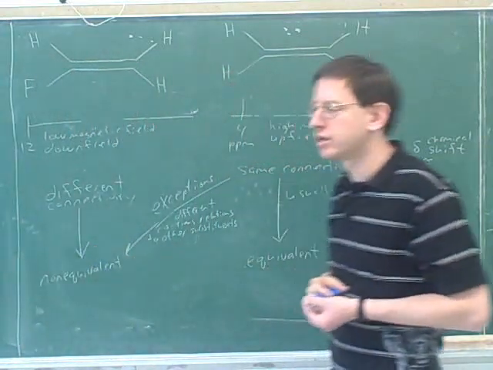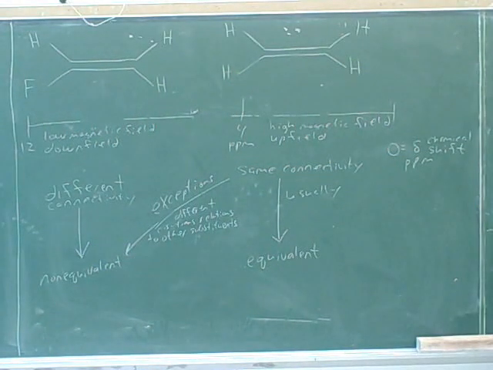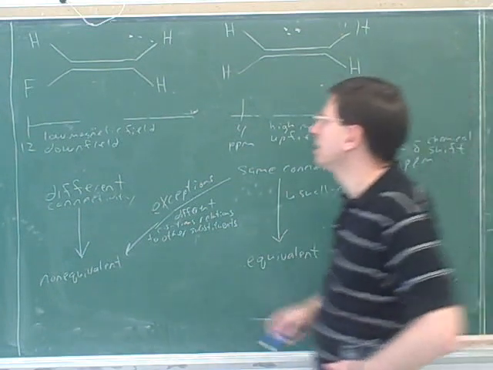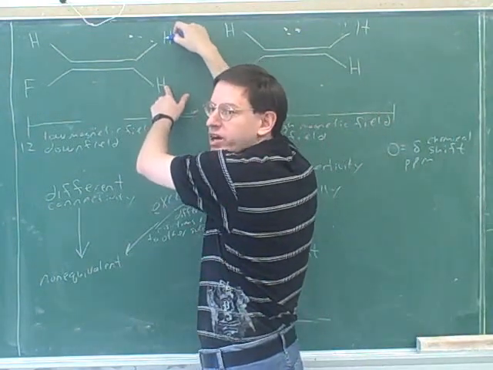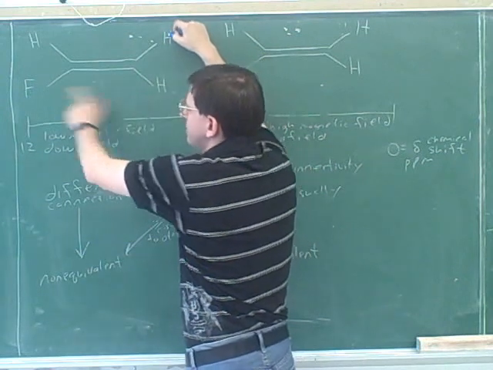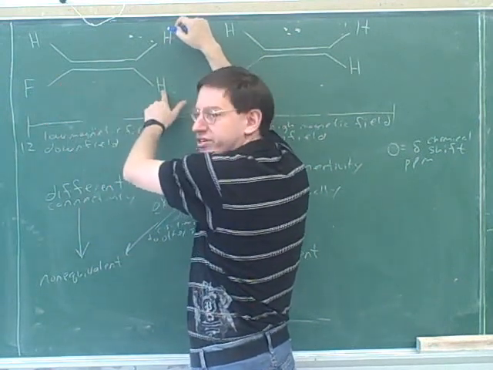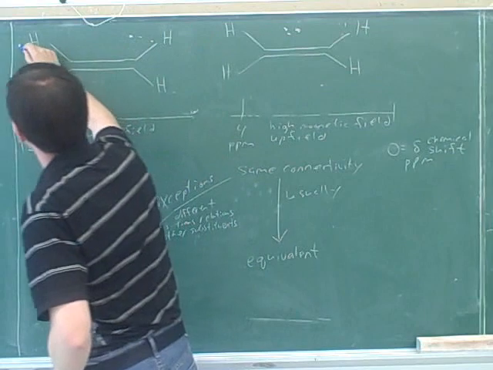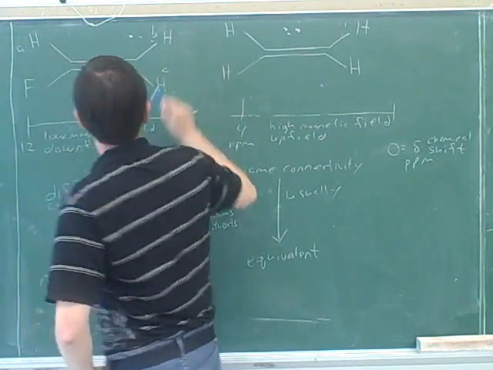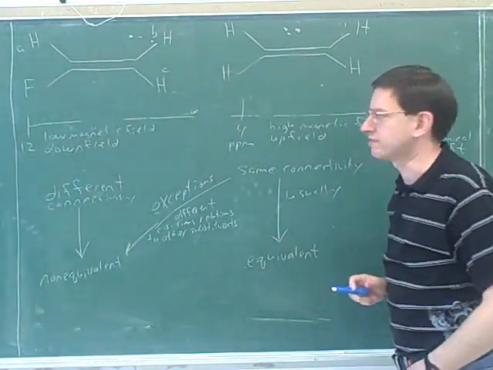How many peaks here? 3. 3. These two, even though they're connected to the same carbon, they're not equivalent because the top hydrogen is trans to the fluorine and the bottom hydrogen is cis to the fluorine. So that's a good call. These will all get different letters and you get 3 different peaks.